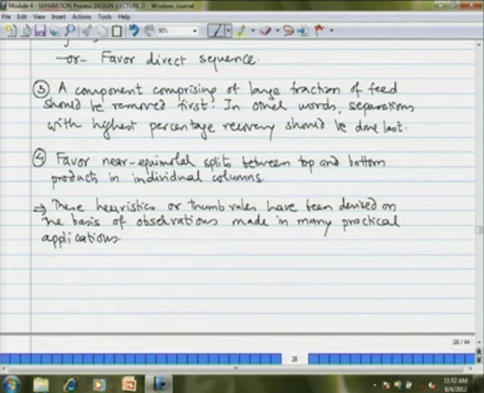And then fourthly, you have to favor near equimolar splits between top and bottom product in individual columns. This helps in energy integration. But remember that these are only heuristics, these are not laws or rules. These are thumb rules which have been devised on the basis of observations made in many practical applications. So, these have come out of experience.